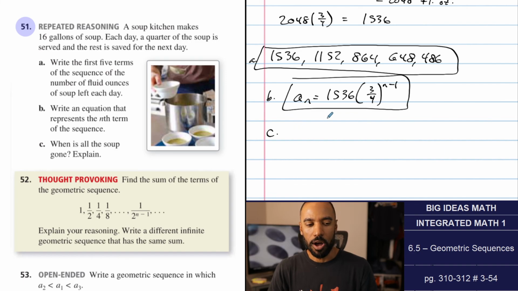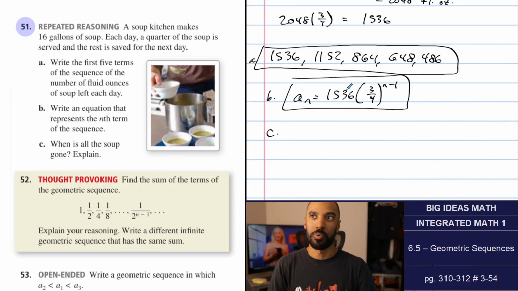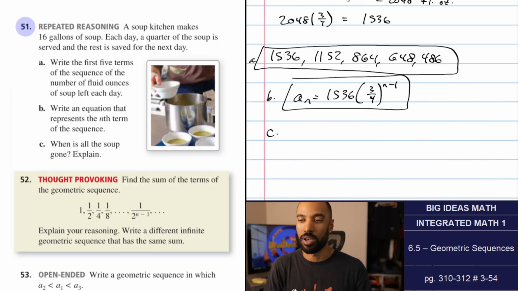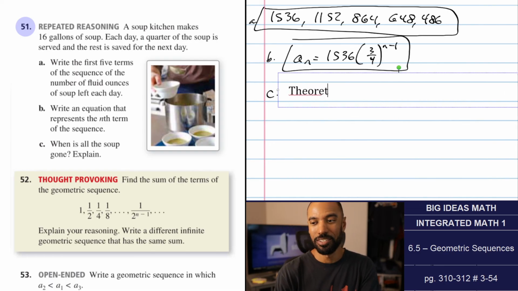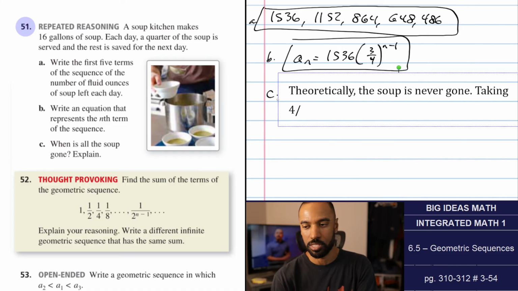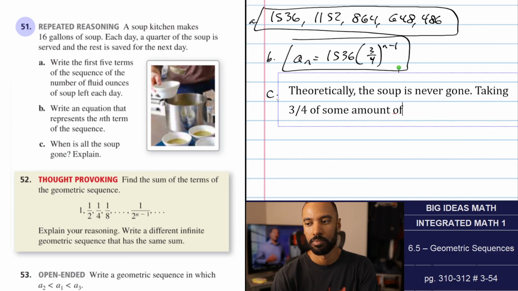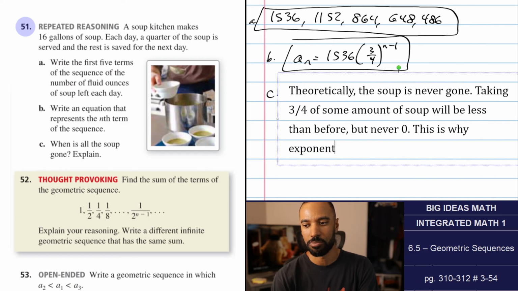Part C, when is the soup all gone? Explained. Theoretically or mathematically, the soup would never be all gone, because if you take 3/4 of what you had before, then, like that. So theoretically, the soup is never gone. Taking 3/4, I mean, this is the same reason for the asymptote things that we have. Taking 3/4 of some amount of soup will be less than before, but never 0. This is why exponential functions have horizontal asymptotes.